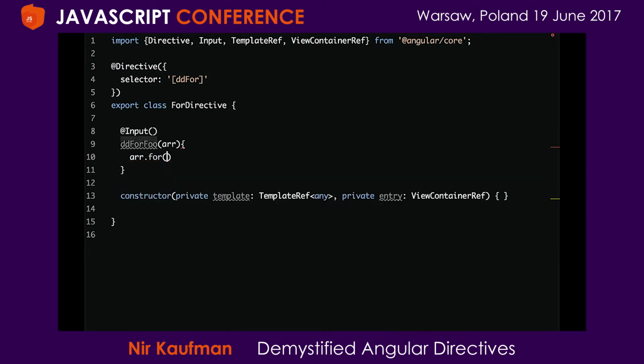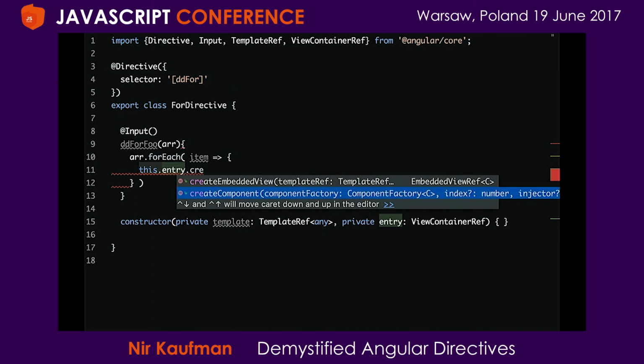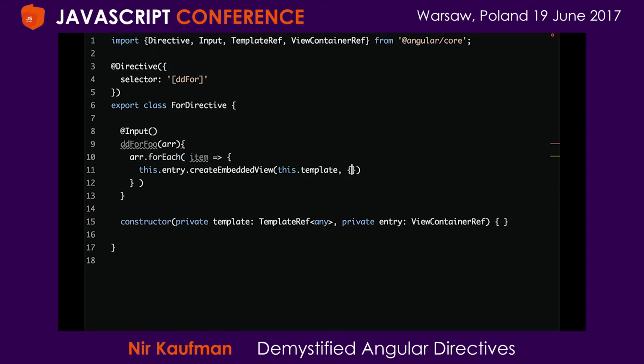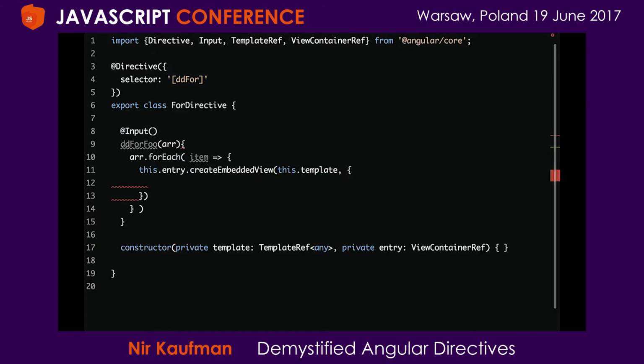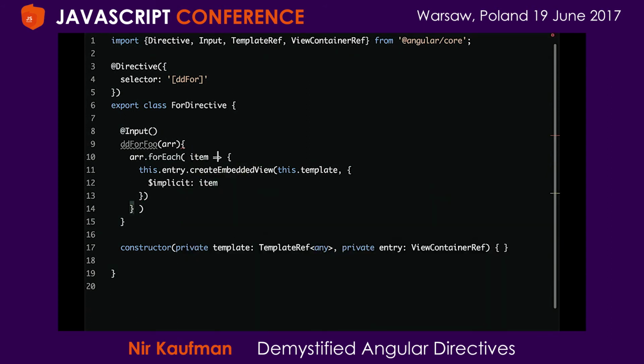simple loop forEach, and for each item of this array, just take this entry, just like before, create embedded view, use this template, but now I'm going to pass a configuration object and say, you can put whatever variable you want, this let color of colors, let item of items, I don't care. I have a special keyword, implicit, and it will point to the item because I'm inside of a forEach loop. All right? Cool. So basically that's it.